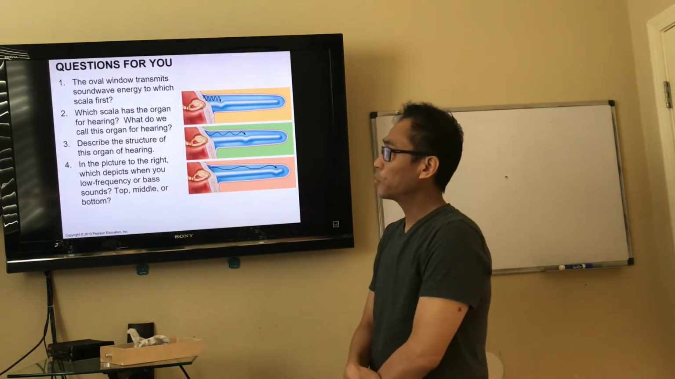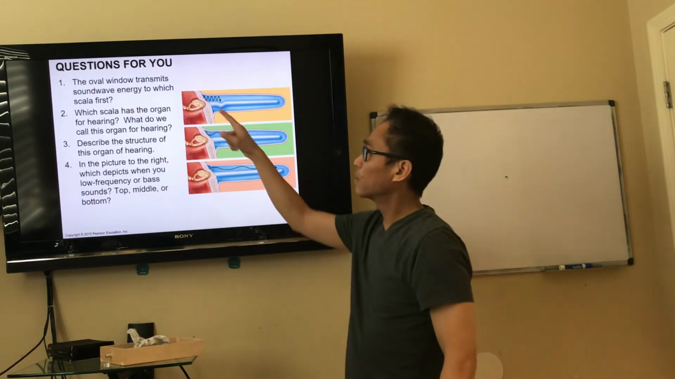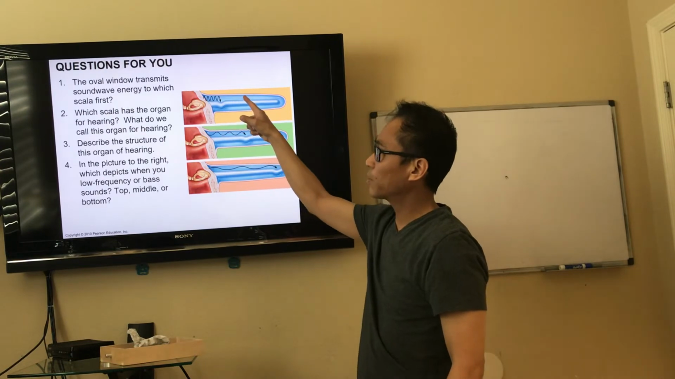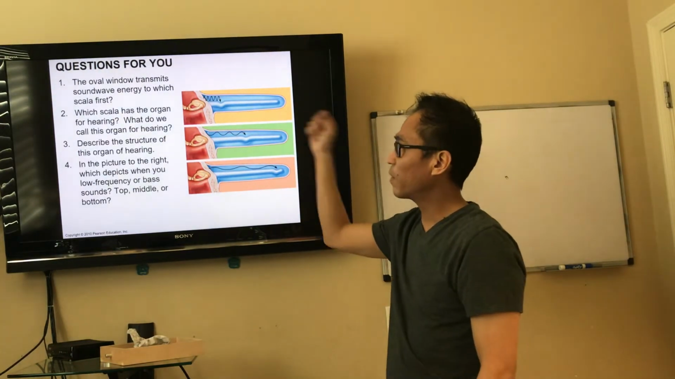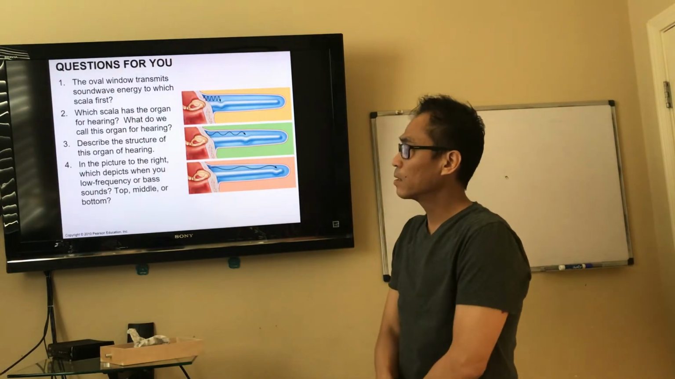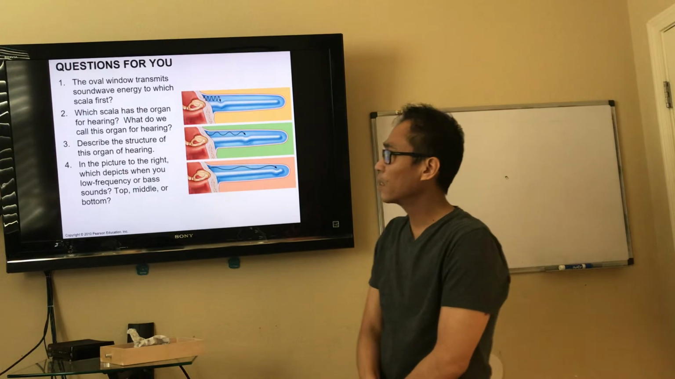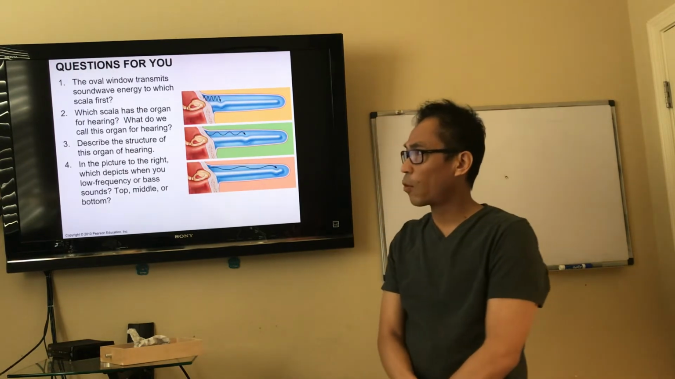The oval window transmits sound wave energy to which scala first? Right here, scala vestibuli. Which scala has the organ of hearing? Right in here, scala media or the cochlear duct. What do we call this organ of hearing? The organ of Corti.